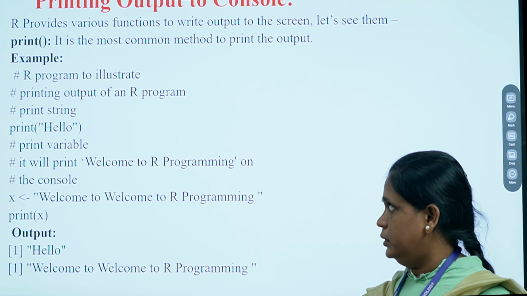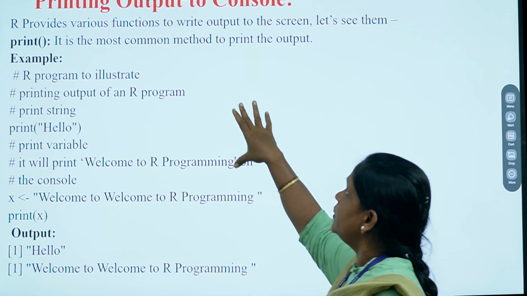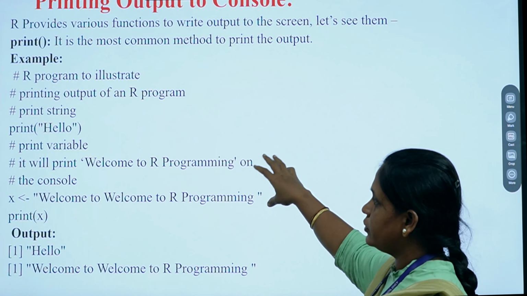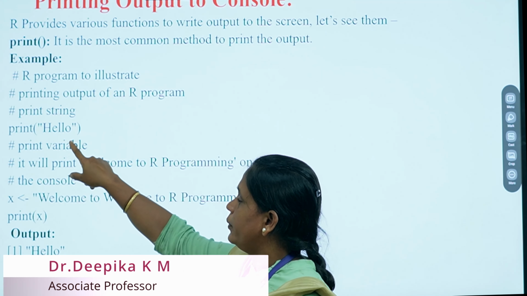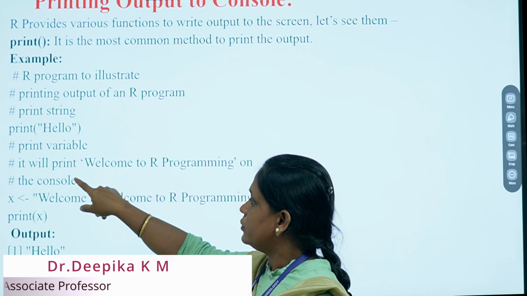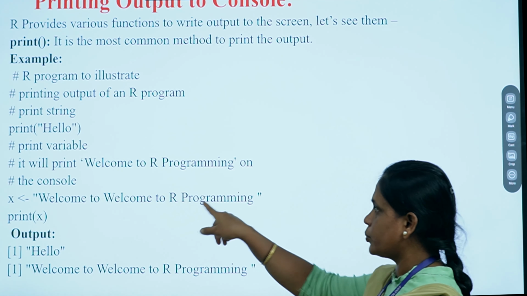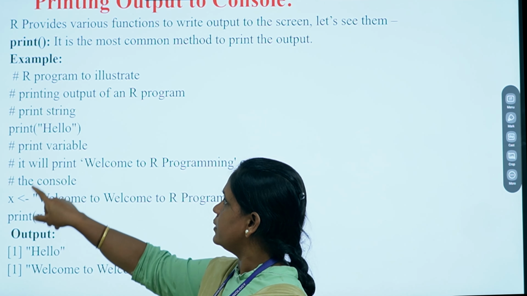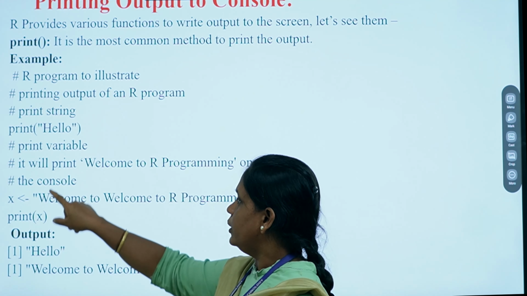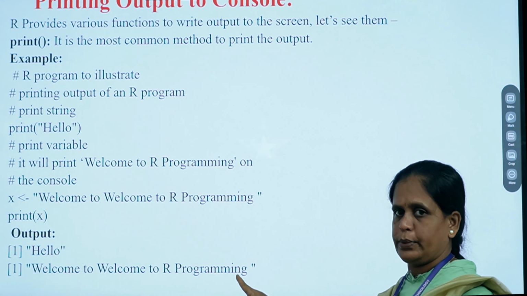To print the output, you can use the print function. This is a simple program to write the output onto the console. We are printing "hello", and we are also assigning x the value "welcome to our programming". When you try to print x, it first prints hello. When you say print of x, it will print welcome to our programming.